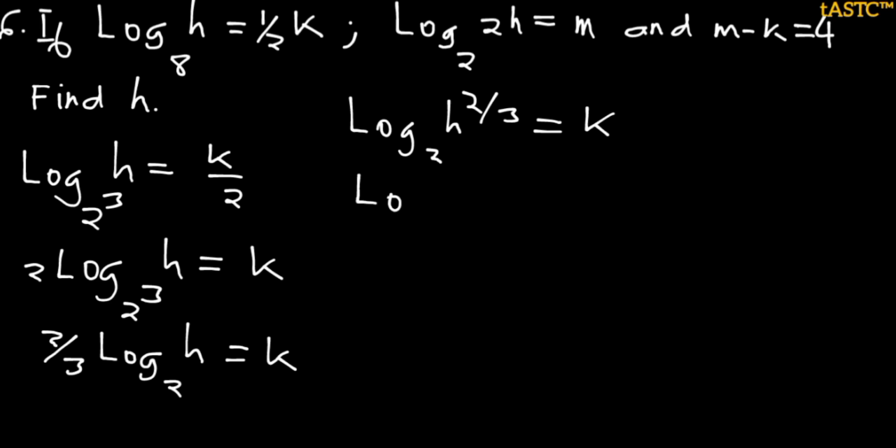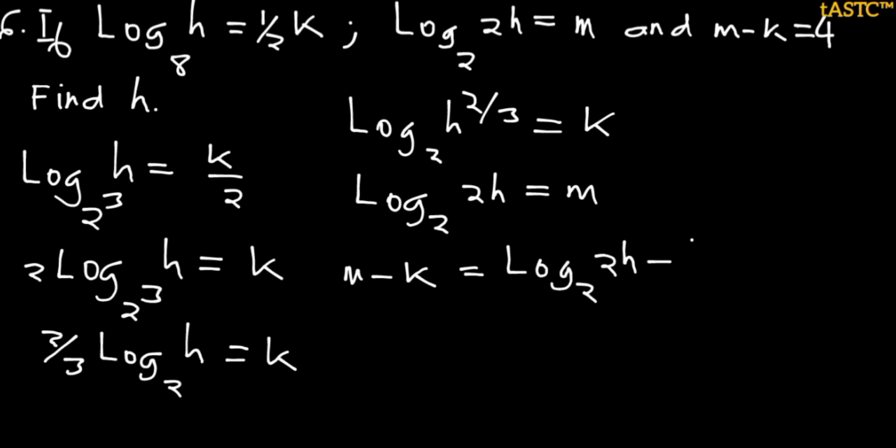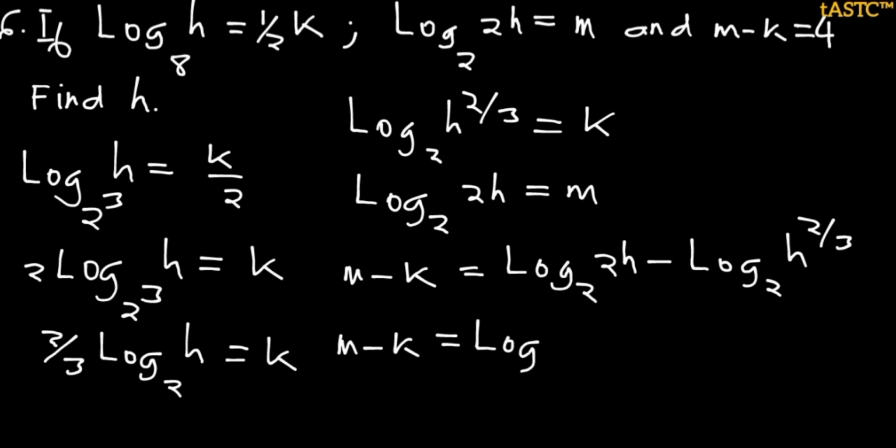Now m is log to the base 2 of 2h, and that is equal to m. So we need to find m minus k. So m minus k is going to be this minus this. That will be log to the base 2 of 2h minus log to the base 2 of h to the 2/3. Now since we have the bases to be equal, we're going to work it like this. So this will be 2h divided by h to the 2/3.